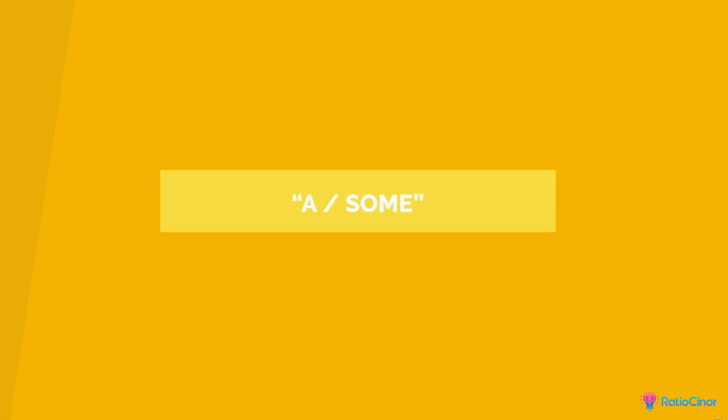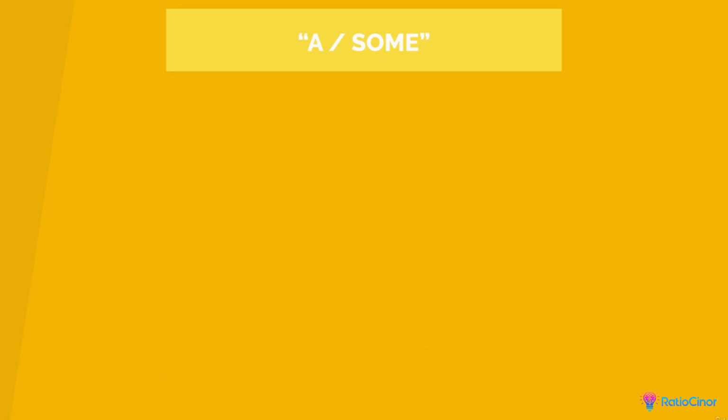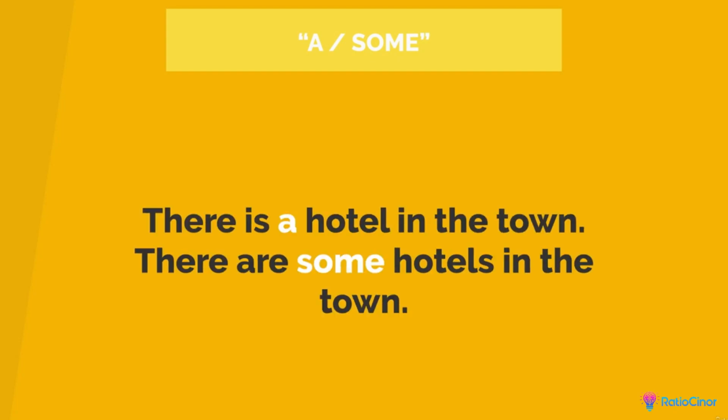A or some? You can only use a and an for singular nouns. Use some for plurals. There is a hotel in the town. Use a and an to talk about one thing. Hotel is singular.